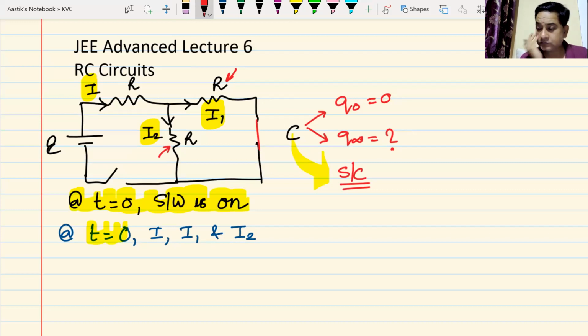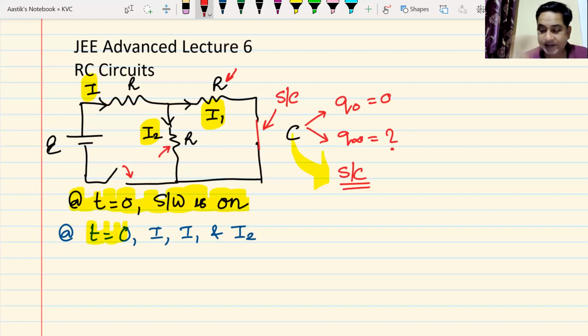Sir, if you connect a switch, then it will be short circuit, no, sir? Beta, as soon as you put the switch on at time t equal to 0, the capacitor behaves as a short circuit. Do we understand this? Yes, sir. So the capacitor behaves as if it is not there in the circuit. Okay, got this?